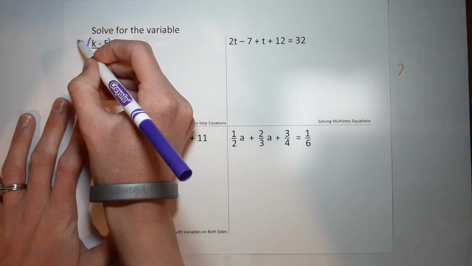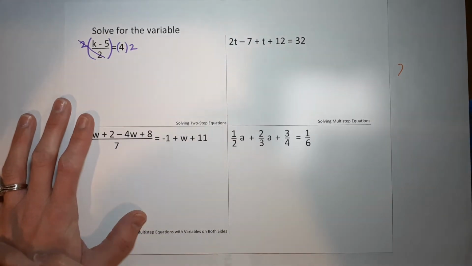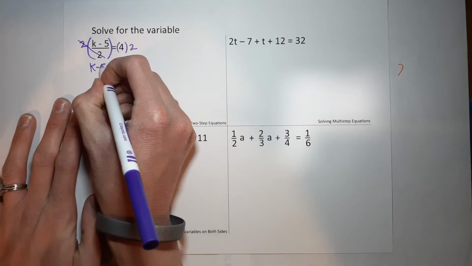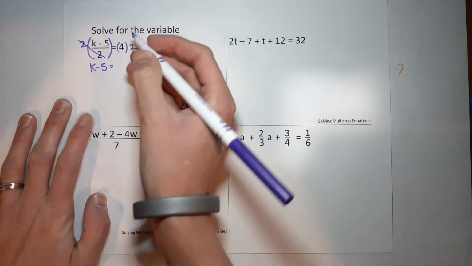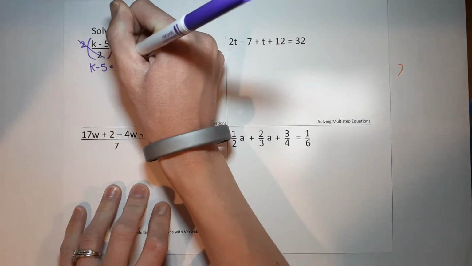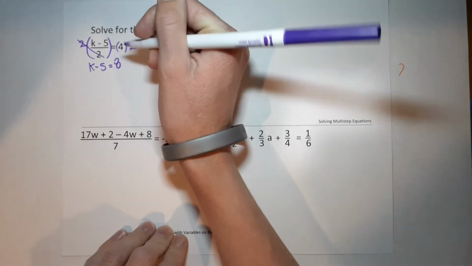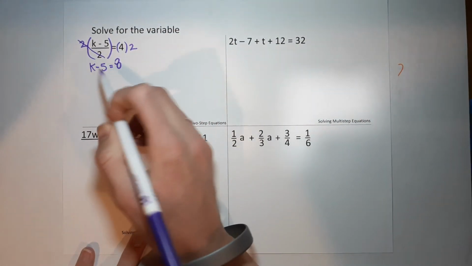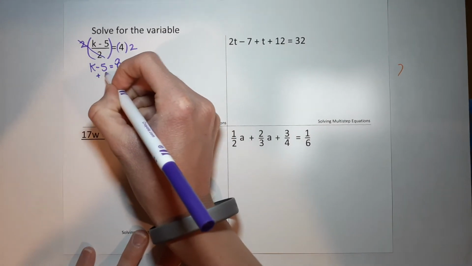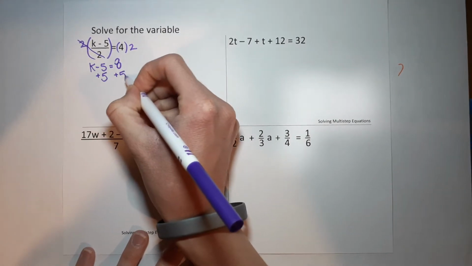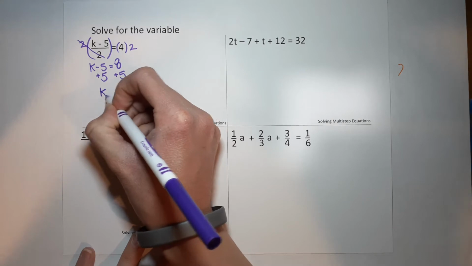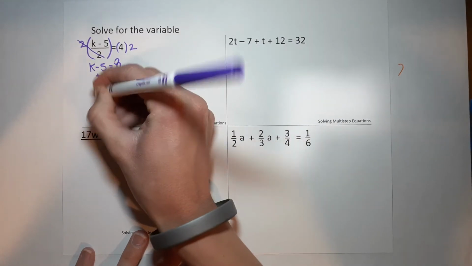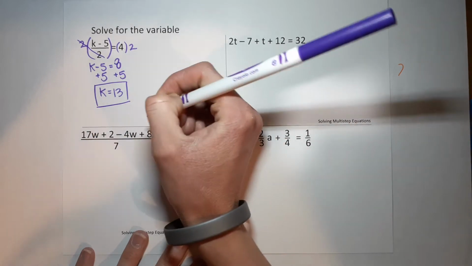2 over 2 leaves me with 1. That fraction is gone. You're welcome. k minus 5 equals 4 times 2, which is 8. Look, we're almost done. I just need to get rid of this negative 5 now, so I'm going to add 5 to both sides. So I've got k equals 13, and that is my answer.